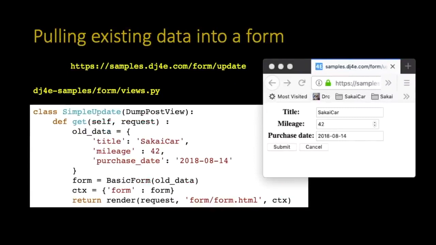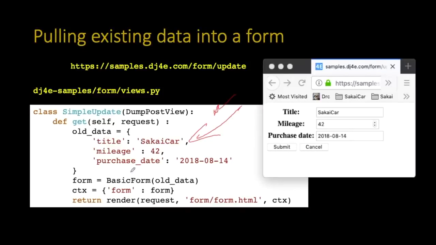So I talked about the create form, the update form, and the delete form. This is kind of an example of how forms can be used. Now, I'm not actually talking to the model yet; we'll do that in a bit. So I'm just going to pretend that we have some old data. This old data, title, mileage, purchase date, would normally come from the model. But for now, we're just going to make it up.